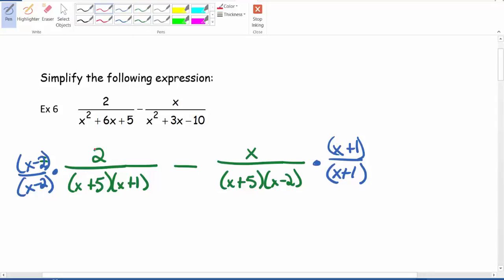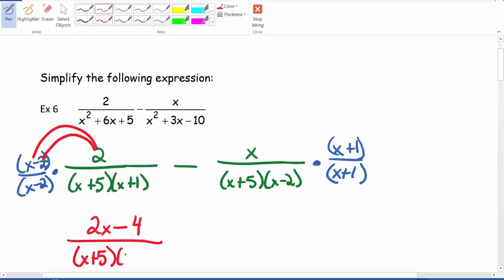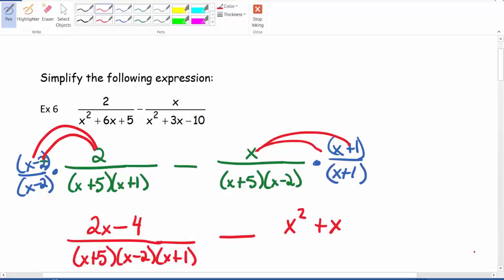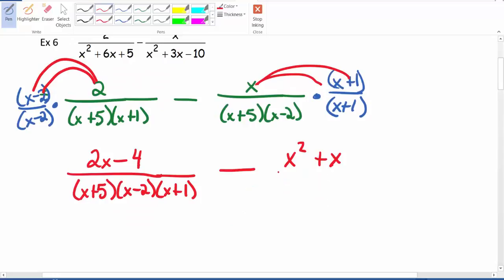Next, what we want to do is distribute the tops. We end up then with 2x minus 4. On the bottom, we have our x plus 5 times x minus 2 times x plus 1. Again, just rearranging the order. Minus, distributing the x to both items, we end up with x squared plus x. And on the bottom, we have our x plus 5 times x minus 2 times x plus 1.